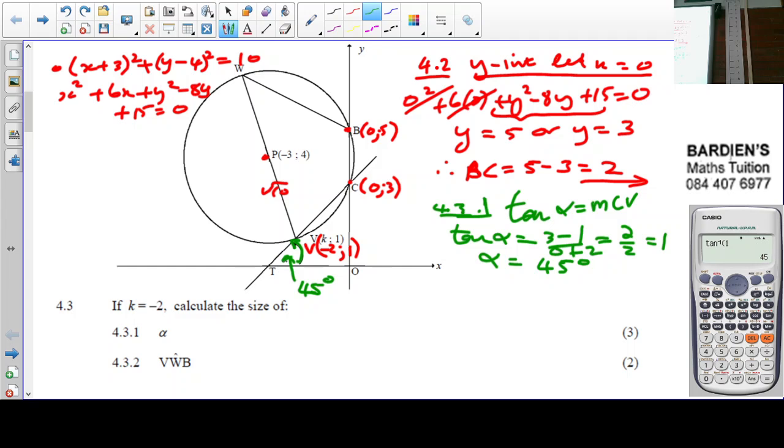Then in question 4.3.2, they ask you to calculate the size of VWB. VWB, this angle here. Okay? VWB.